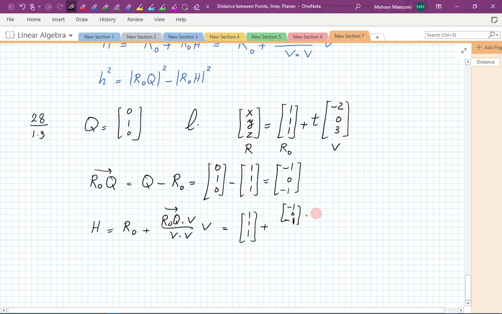V is the direction vector of the line, minus 2, 0, 3, over minus 2, 0, 3 dotted with minus 2, 0, 3, and then for good measure one more round.